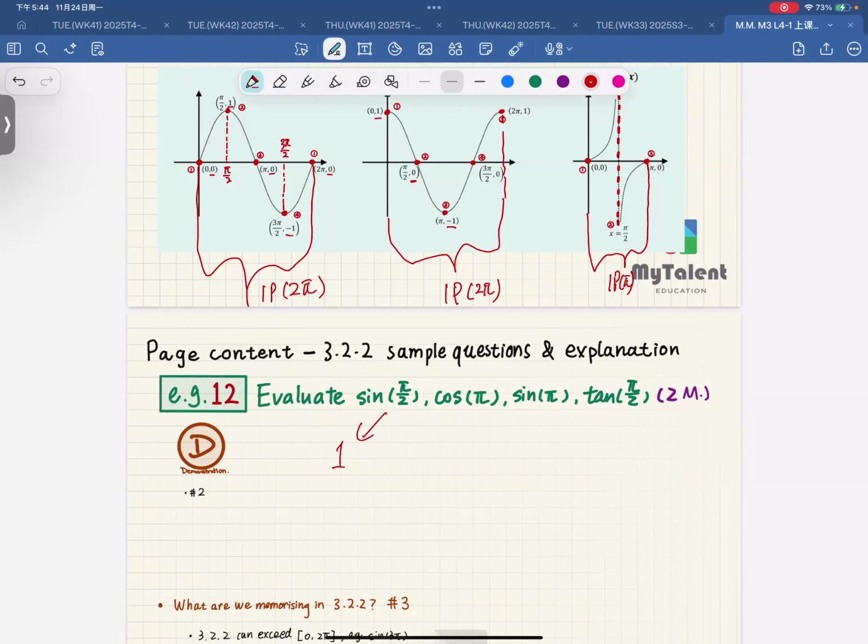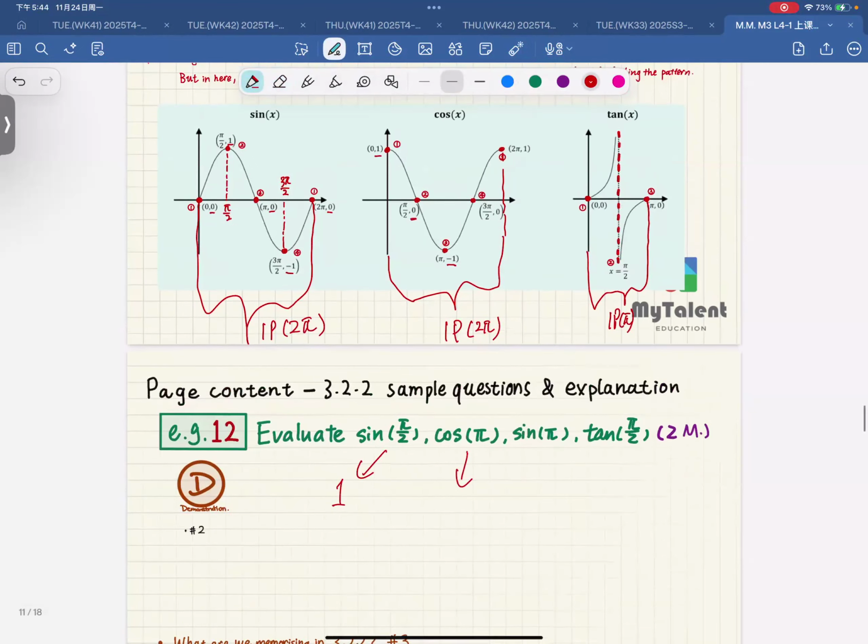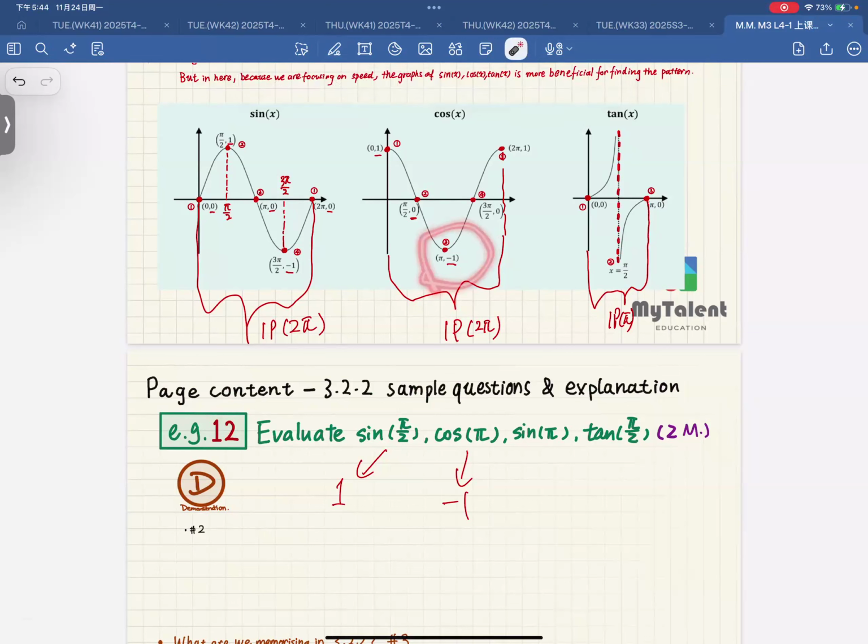Just use the graph. Okay, cosine pi. Ethan, use the graph. It's -1. Good. You use that one, right? Okay. Sean, sine pi.